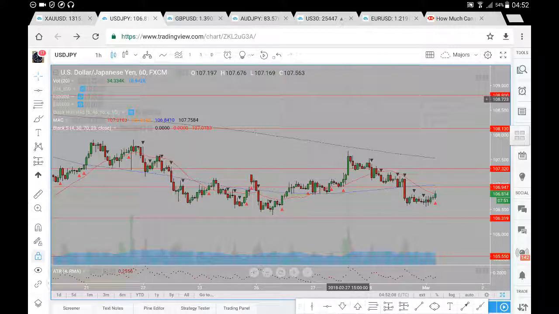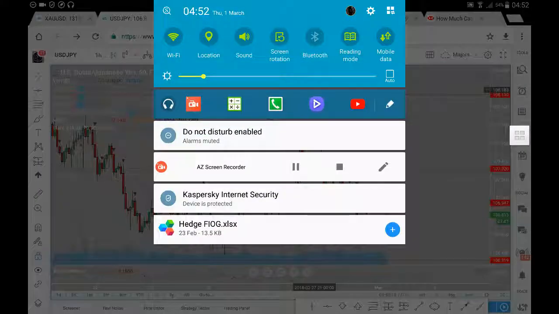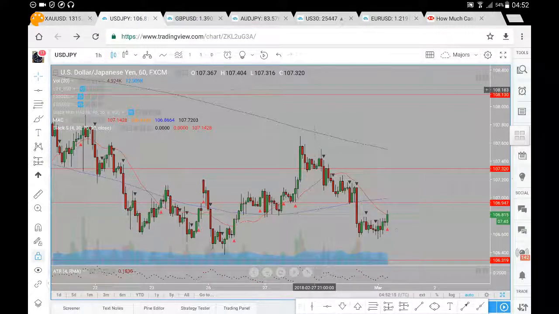And to the upside, before we finish off here, if we were to break and hold above the 200 period moving average as well as the horizontal level of the 106.94, we'll be looking for prices to head up towards that 107.32. And with that said, that pretty much wraps up the US dollar Japanese yen analysis.